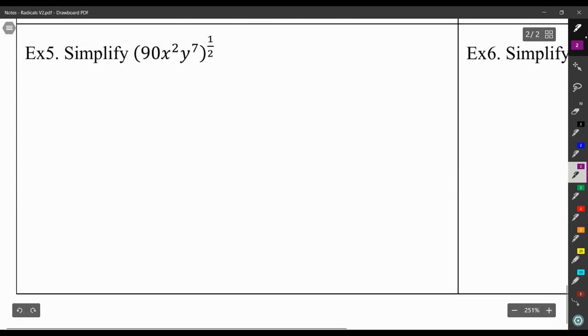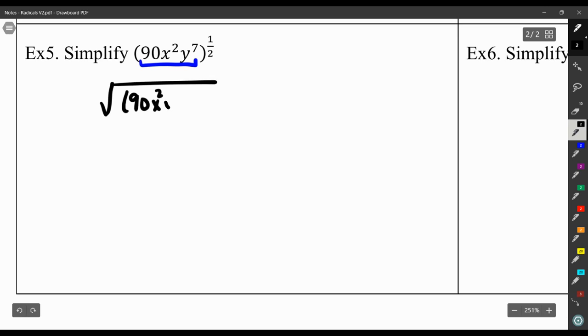So let's look at example number 5. Simplify 90x squared y to the 7th, all to the 1/2 power. This here is the base. To change this over, first we're going to write it in a square root, but the base is 90x squared y to the 7th. The numerator of your exponent is the exponent on the inside, so this is all raised to the first power on the inside. The denominator is your index, so there's a 2 out here on the side.